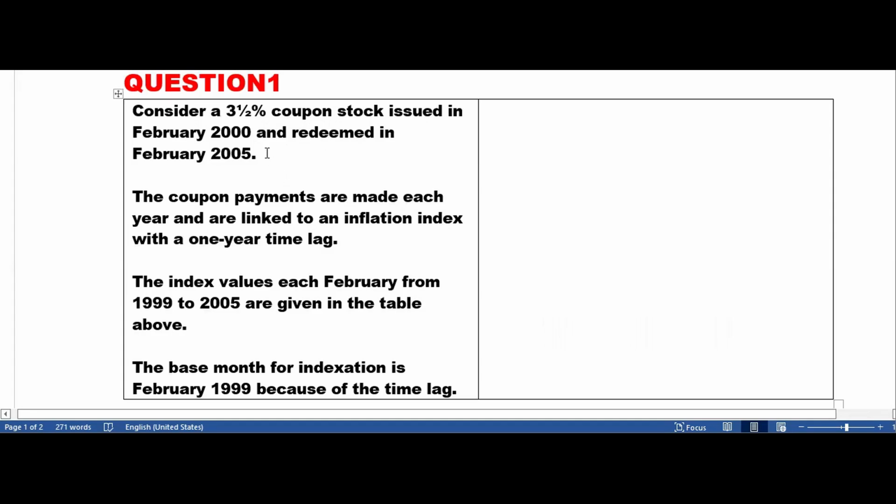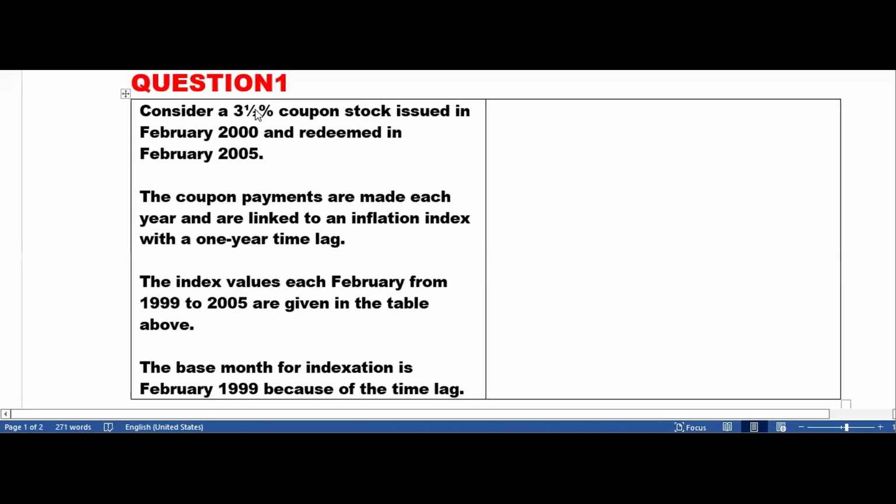Because whenever you get 3.5, it's not really 3.5. You will not be able to purchase 3.5 worth of asset or commodity, whatever you want, after 1 year. So that's why they want to increase your money. They want to give you more. How will they give you more? Based on the index.